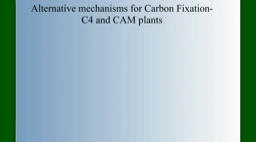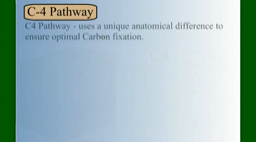Specifically, we're going to talk about C4 and CAM plants. Let's start with a look at the C4 pathway. Now, the way to understand the C4 pathway is we have to understand that the C4 pathway relies on a very unique anatomical difference to ensure optimal carbon fixation. Well, what do we mean by that?